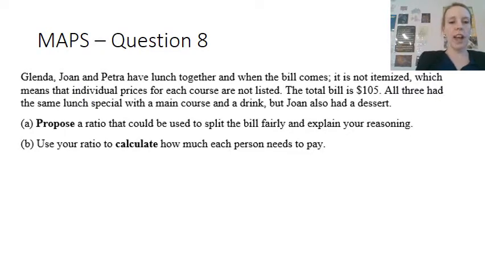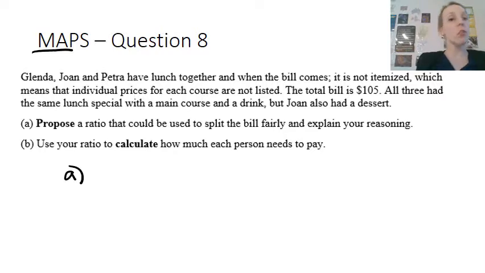Okay, question 8, we're on to our maths questions now. So Glenda, Joan and Petra have lunch together, and when the bill comes, it is not itemised, which means that the individual prices for each course are not listed. The total bill is $105. So all three had the same lunch special with the main course and a drink, but Joan also had dessert. So propose a ratio that could be used to split the bill fairly and explain your reasoning.